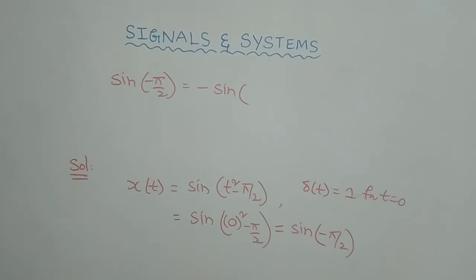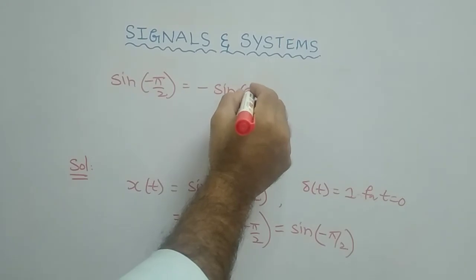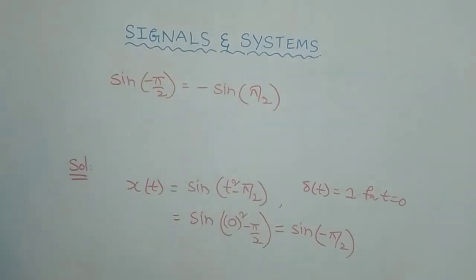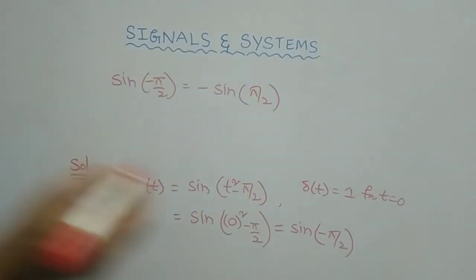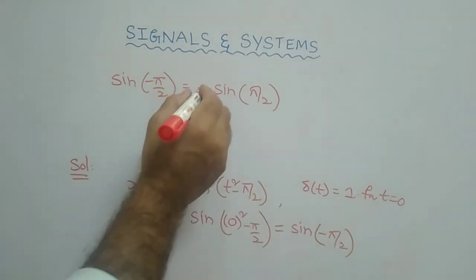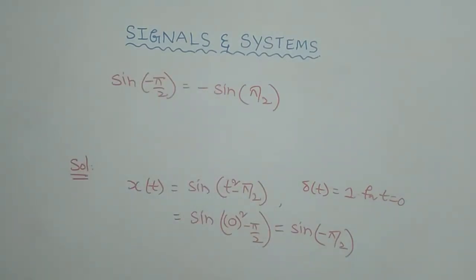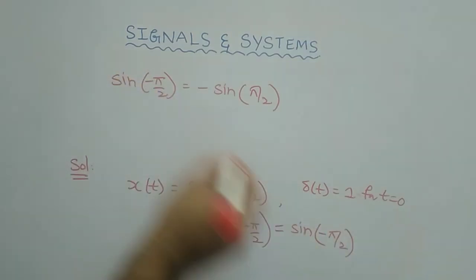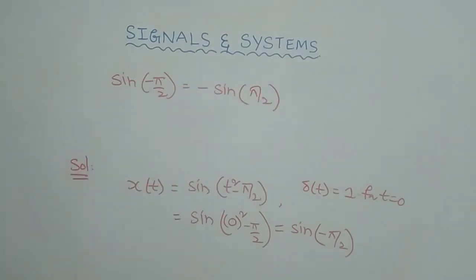Is it not? Minus sine of pi by 2. This is what? An odd signal. So minus pi by 2 is nothing but minus sine of pi by 2, because it is an odd signal. It is not even. Cos is even, whereas sine is odd. Therefore, for an odd function, sine of minus theta is equal to minus sine theta.